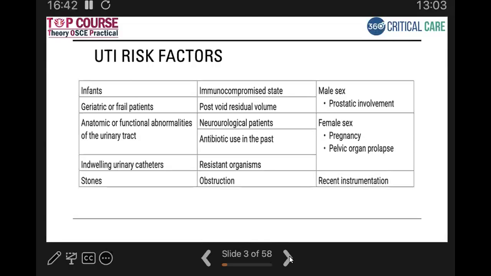And male sex, especially when it involves prostatitis with involvement of the prostate, and female sex, especially when it is related to pregnancy and pelvic organ prolapse, and recent instrumentation. Basically, when you take gender, male sex, any types of UTI with a prostate involvement, female, pregnancy related, any instrumentation or indwelling catheter, and elderly age, and immunocompromised state, and infants. These are the general risk factors. And when it comes to the history, if the patient has had recurrent UTI with MDR organisms or non-resolving UTI with resistant organisms, then they tend to develop recurrent UTIs. So these are the risk factors for urinary tract infection.